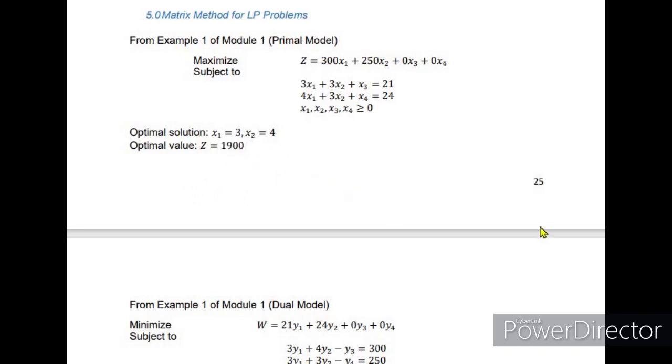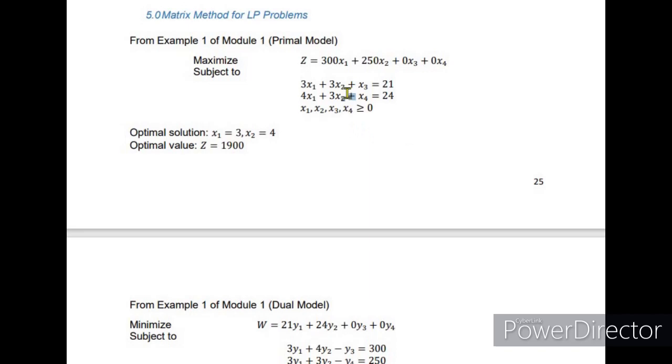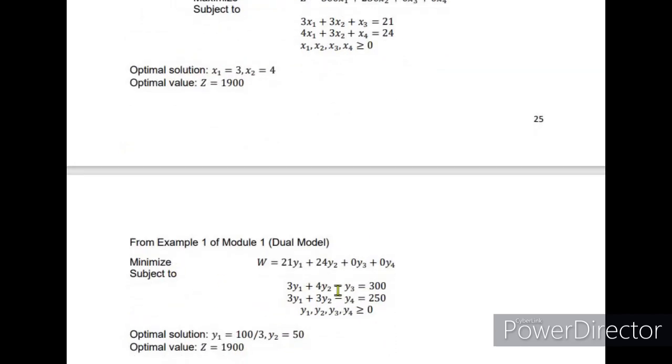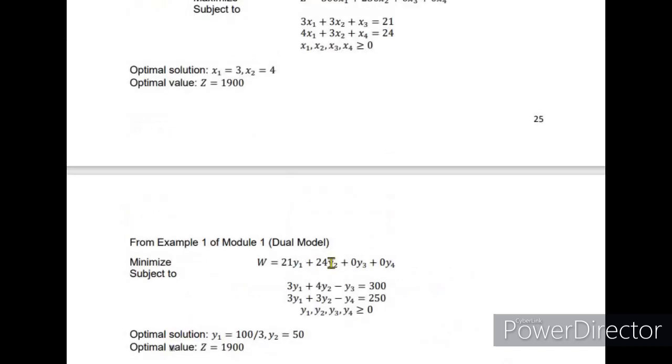Next, from example 1 of module 1, the dual model of that is this: minimize, with the subject to constraints. If you solve that, your optimal solution is y sub 1 equals 100 over 3, y sub 2 equals 50, and the optimal value should be the same, which is 1900.